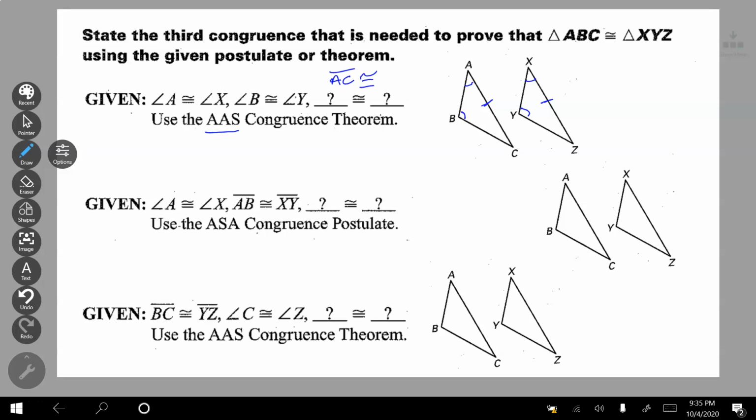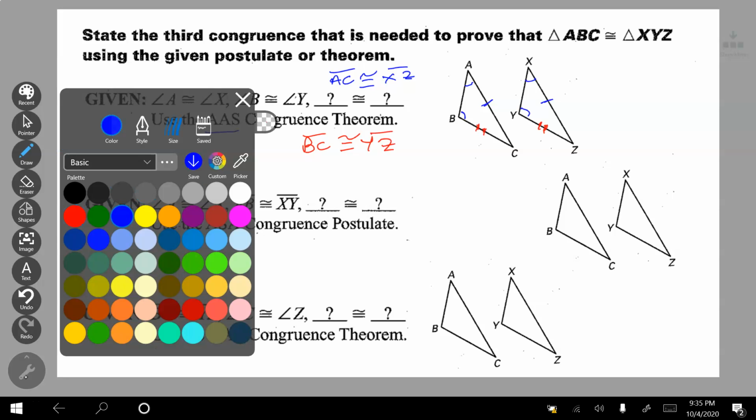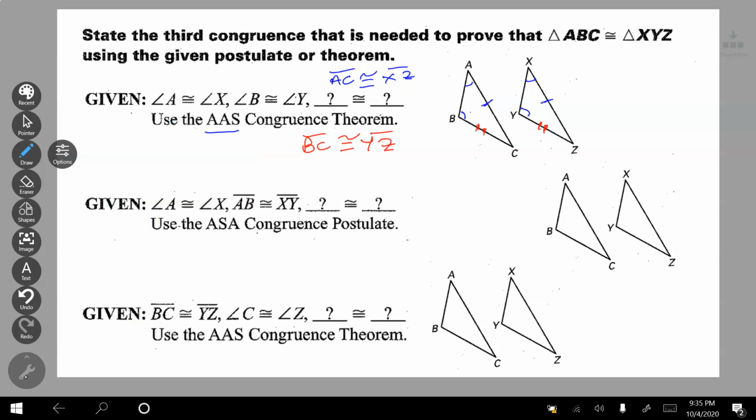is congruent to XY, or I could have done BC and YZ, because they're not in between the two angles that we show congruence. And I should, for angle B and Y, put 2 arcs on them.